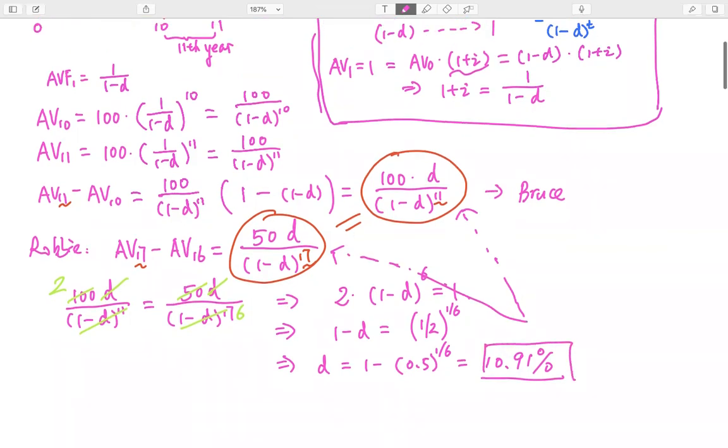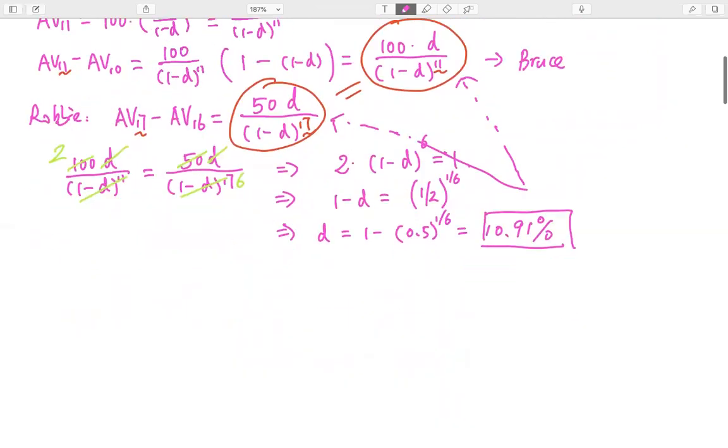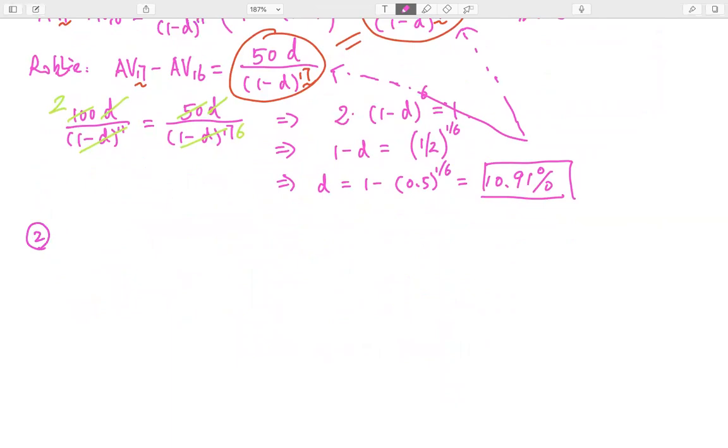Okay. Instead of doing everything, I simply claim this. In the second method, I claim that the accumulated value of Blue's account at the end of year 10 is the same as the account value of Lobby's at the end of year 16. Right? That is the only case I'm going to have the same interest for both people.